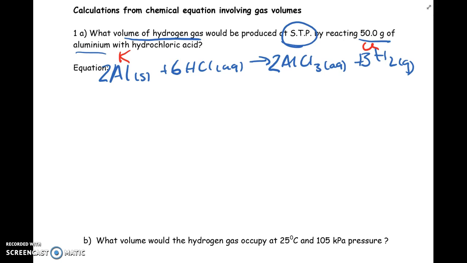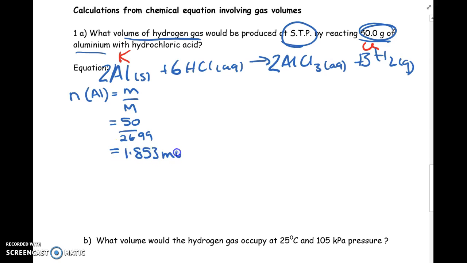So let's get started. What do we know? We actually know that we've got 50 grams of aluminium, so that's our starting point. We're going to find the number of moles of aluminium, which is equal to mass over formula mass. The mass is 50 grams, formula mass is 26.99, and it comes out to the number of moles being 1.853 moles.